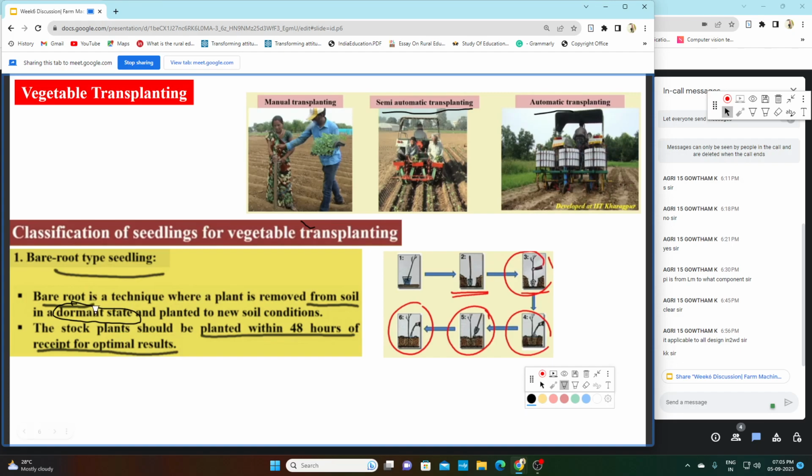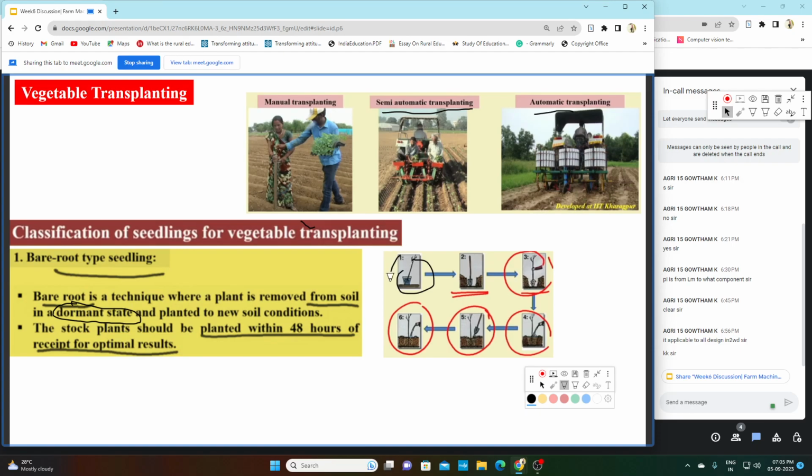In some plants, a stage will come in which the plant will not grow, so the plant will not show any growth. That is known as the dormant state. So in bare root type seedling, in the dormant state we pluck the plant along with the root and plant it in a new soil condition. Here you can see this is the nursery condition. From this we pluck the seedling, then we plant it into a new soil.